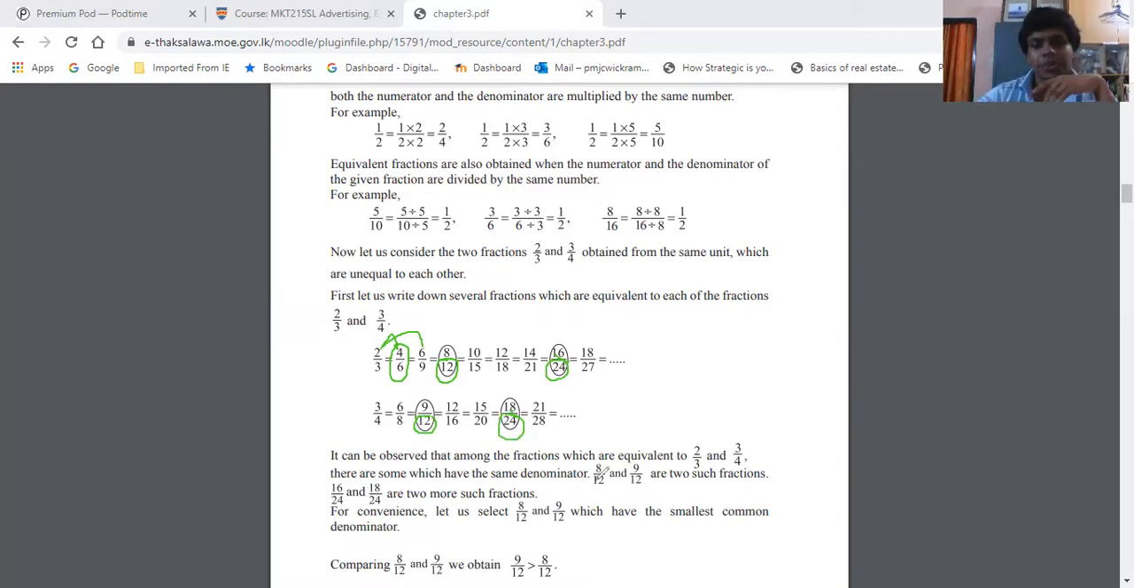It can be observed that among the fractions which are equivalent to 2/3 and 3/4, there are some which have the same denominator. For convenience, let us consider the smallest common denominator. Out of these, they are considering the smallest one. So we obtain that 9/12 is greater than 8/12.